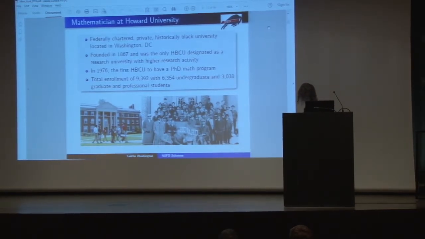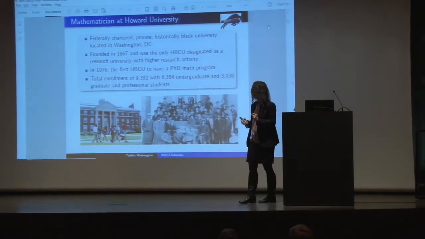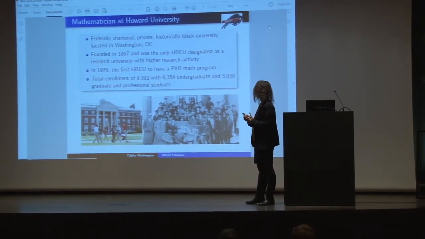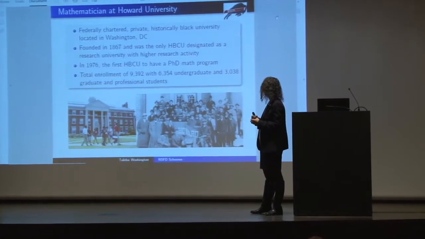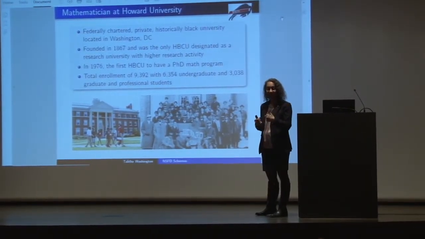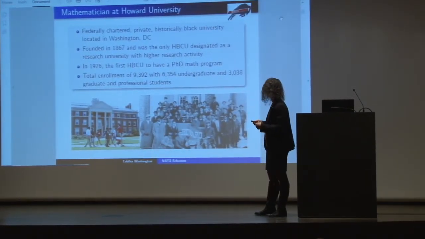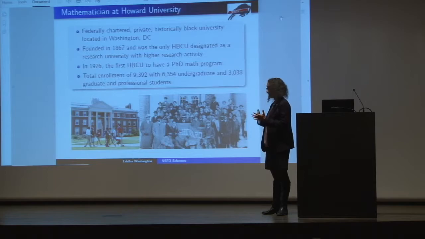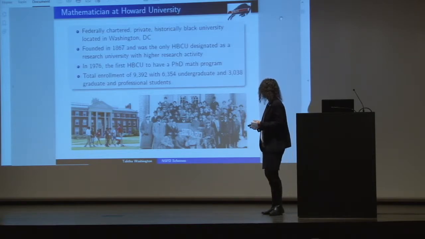Right, so I'm a mathematician at Howard University. We're federally chartered, so we were started by an act of Congress. A private, historically black university located in DC, not too far from President Trump. We were founded in 1867. We were the only historically black university designated as R1. Now, when they did the Carnegie reclassification, we became an R2 institution.